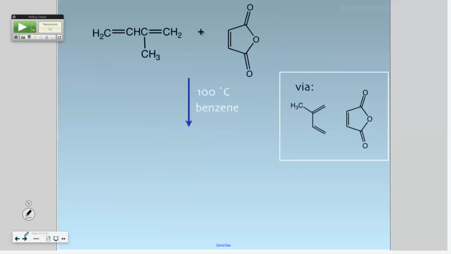we're now you're already scared. Oh my gosh, look at this one. Does that look familiar? That's what you used in lab, was that dienophile. Okay, and once again, 100 degrees C, benzene. You didn't even have to heat yours. It just went at room temperature. Okay, so do you see how I redrew it?